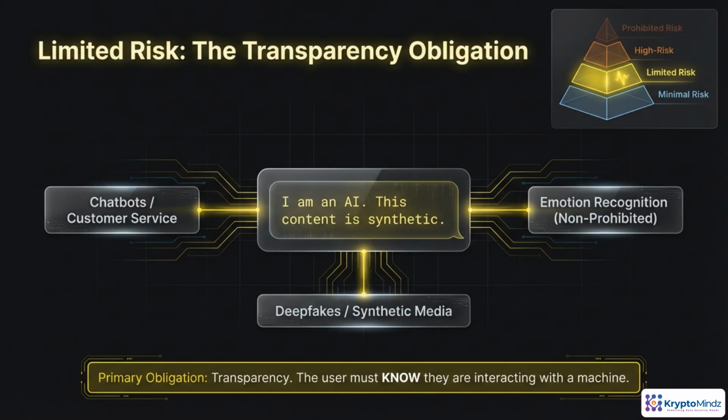Limited risk systems are generally allowed, but they come with one central expectation: don't mislead people. When a chatbot is answering, a deepfake is speaking, or an emotion recognition tool is running, users must be clearly informed. They need to know they're dealing with AI, and when content is synthetic or simulated.